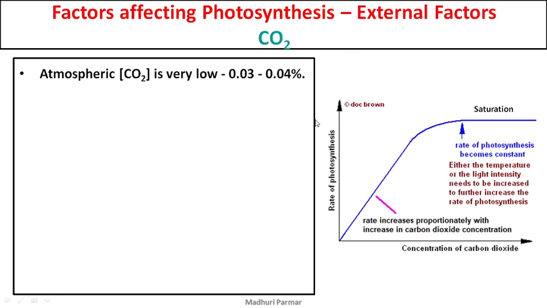Now discussing the external factors, the environmental factors which affect the rate of photosynthesis. The first and of course the simplest factor is carbon dioxide. Atmospheric carbon dioxide concentration is about 0.03 to 0.04%, which I had already told you is very less compared to oxygen, which is 21%, right? So the carbon dioxide concentration in the atmosphere is already very less. So this here is the limiting factor.